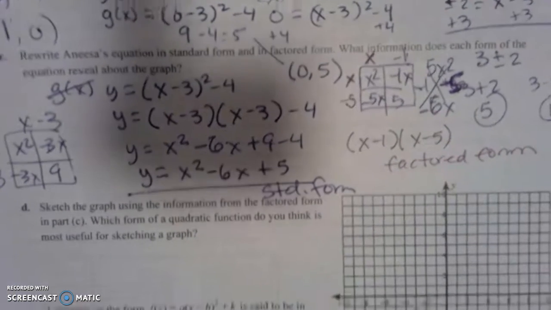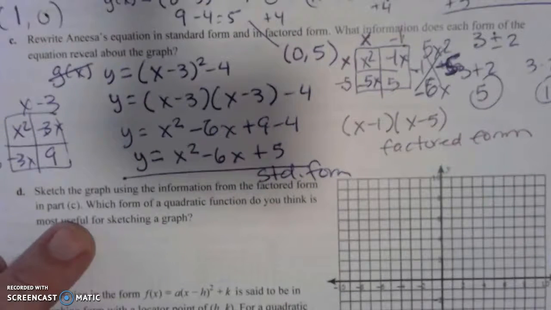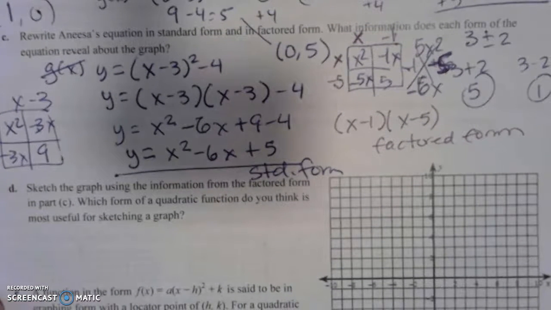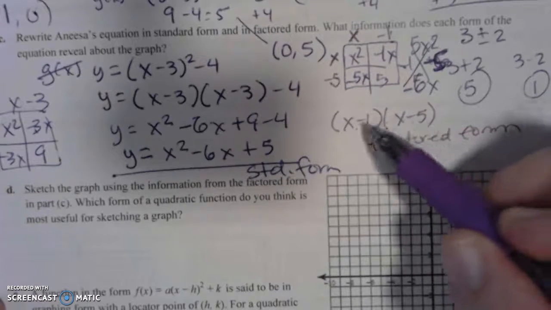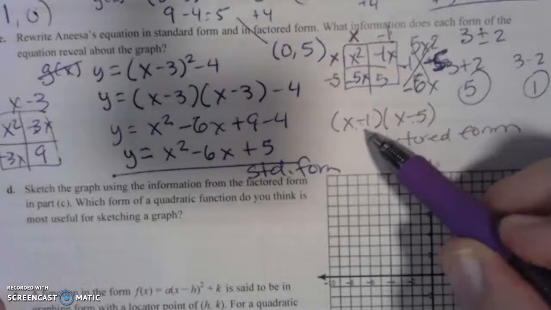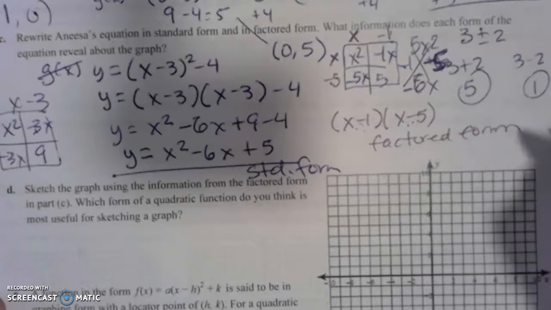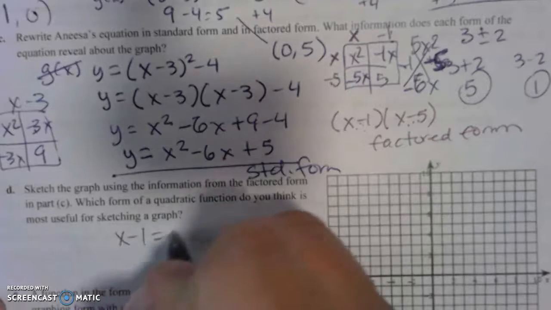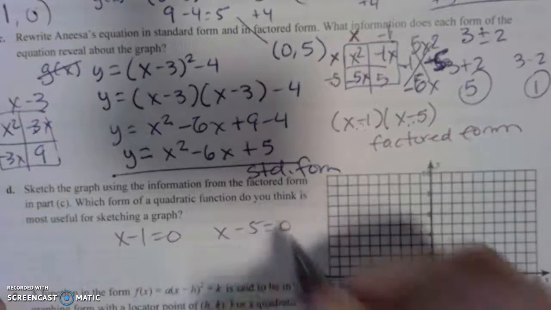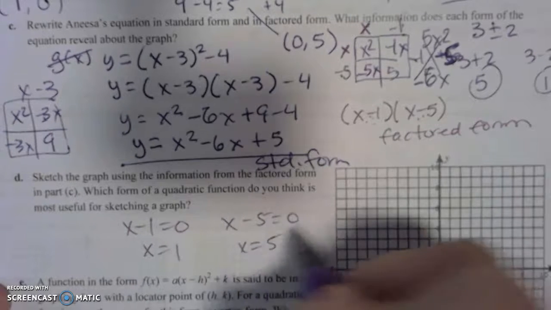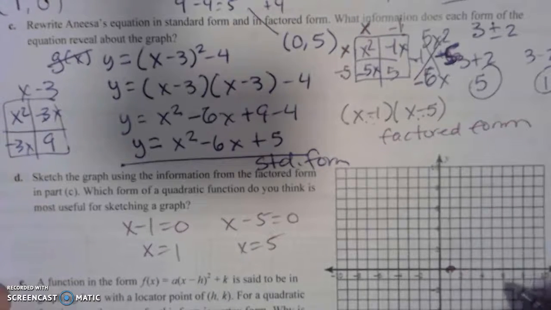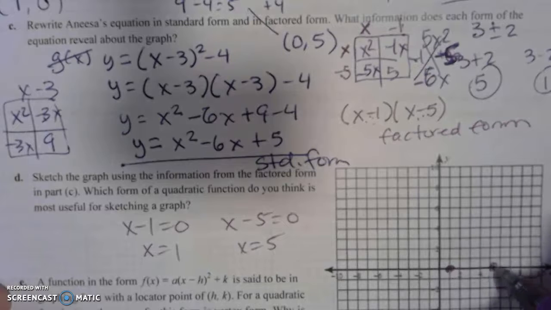Okay. Now let's sketch the graph using the information from the factored form part. Well, remember the factored form? So these 1 and negative 1 and 5, you use the opposite, set each of these, x minus 1 equal to 0 and x minus 5 equal to 0, and you solve for x. You get x equals 1, x equals 5. So here are our x-intercepts, 1, 5.